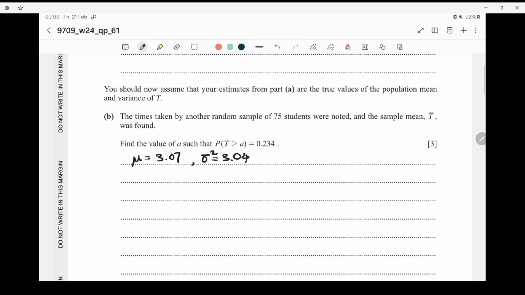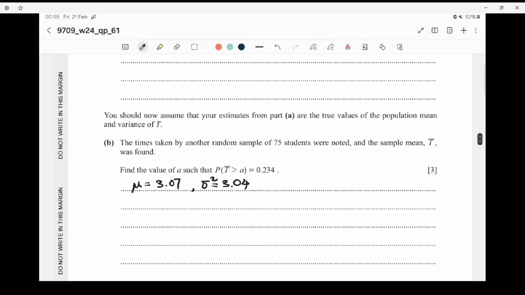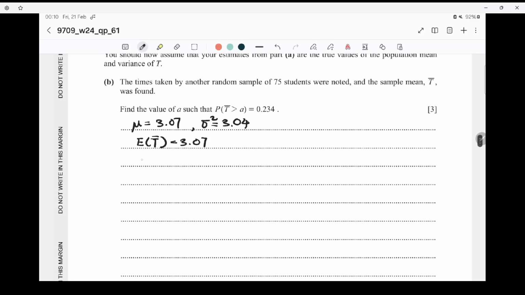So this should be squared because that is the variance. Okay. So now what you need to do is to find the expected value of t bar. It is of course the same as 3.07. The standard deviation of t bar would be the square root of 3.04 divided by 75. So this should be 0.201.